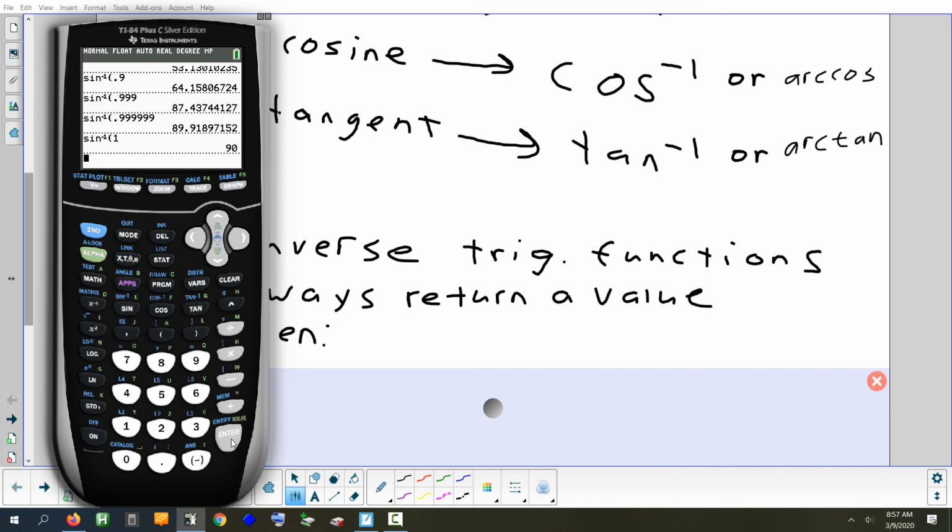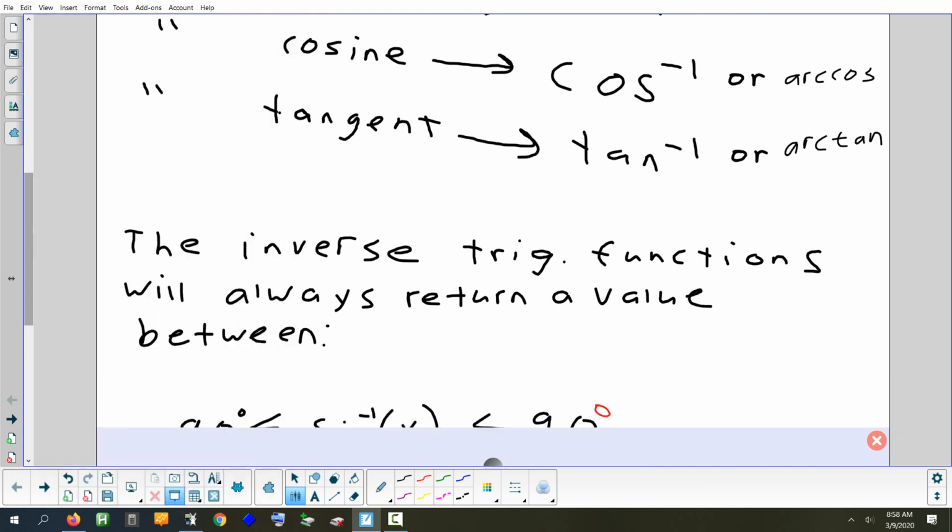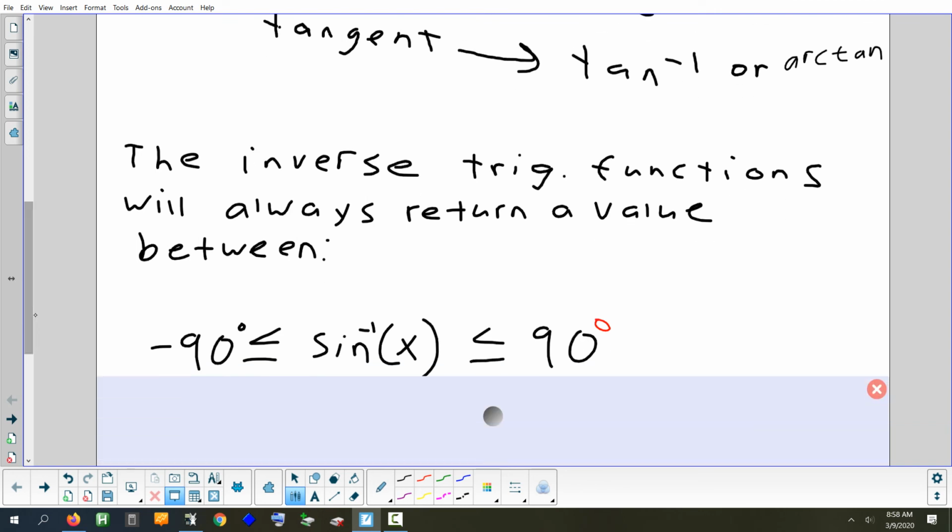you'll get exactly 90. Now you might think, well, what if you just go a little bigger than 1? Won't you get an answer that starts to get bigger than 90? You won't. If you try to type in something even just a little bigger than 1, you can't do it. And we'll talk more about why you can't go bigger than 1. But the idea is when you do inverse sine, you'll never get an answer that's bigger than 90, and you'll never get an answer that's smaller than negative 90.